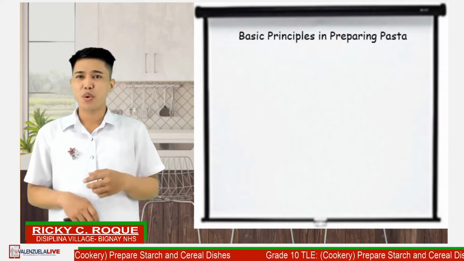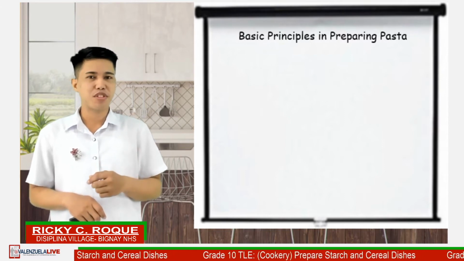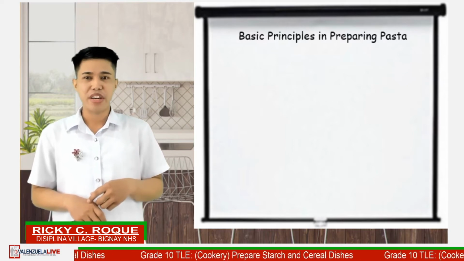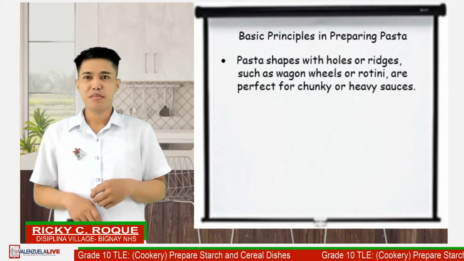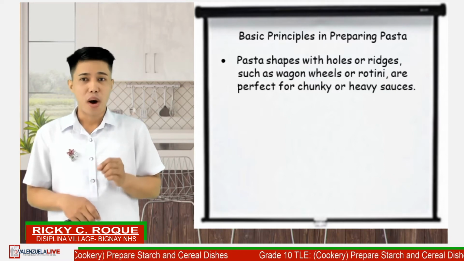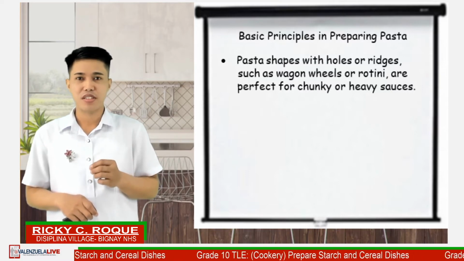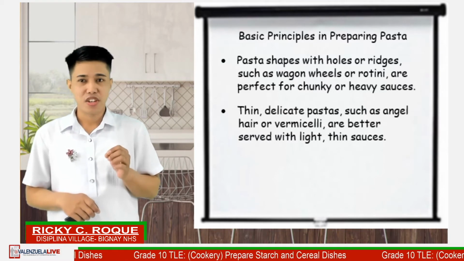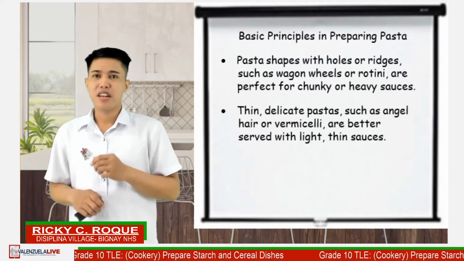To help Joelle and those who want to prepare pasta for a birthday or any celebration, I have listed some types of pasta and their accompaniment sauces. So here are the basic principles in preparing pasta. Pasta shapes with holes or ridges, such as wagon wheels or rotini, are perfect for chunky or heavy sauces. Thin, delicate pastas, such as angel hair and vermicelli, are better served with light, thin sauces.